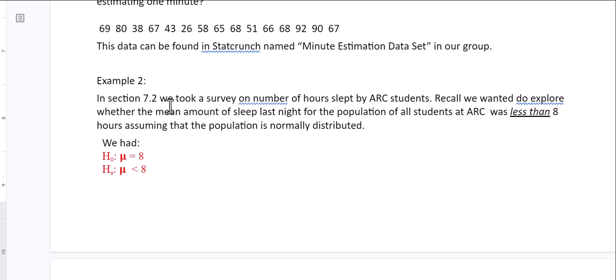And you can do it in StatCrunch since the data is already there. So this will be good practice for StatCrunch. I'll record a video so that you can check your work for that. Okay? Email me if you have any questions.